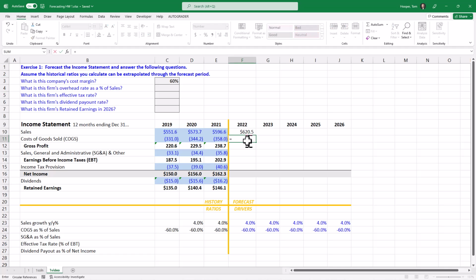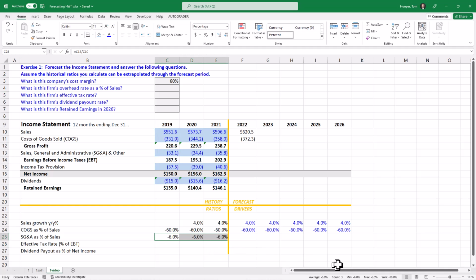Now this time, I don't want to look at last year's cost of goods sold. I want to look at the sales times this negative percent to get my COGS. I want to look at these two numbers and make sure that they're somewhat on trend with each other. And it looks like they are. So let's keep going. Let's look at SG&A as a percent of sales.